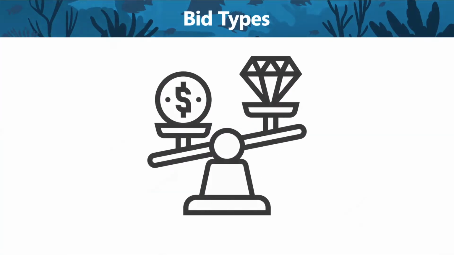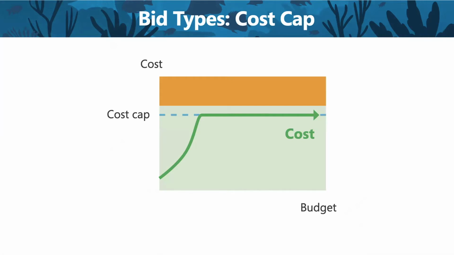So what other bid types are there besides lowest cost? There's cost cap, where you set a maximum average cost per optimization event. So sometimes you'll be paying more to get your goal and sometimes less. This strategy is best for getting the most volume, but uses up your budget faster.